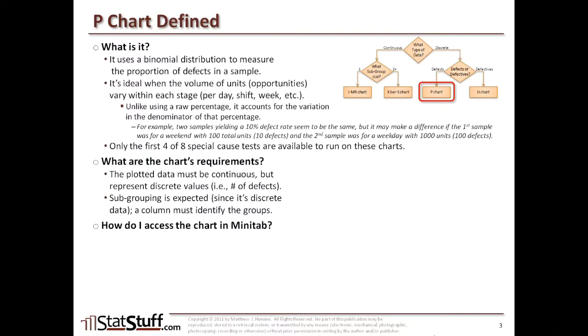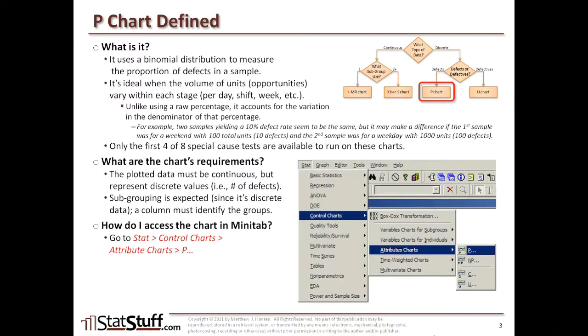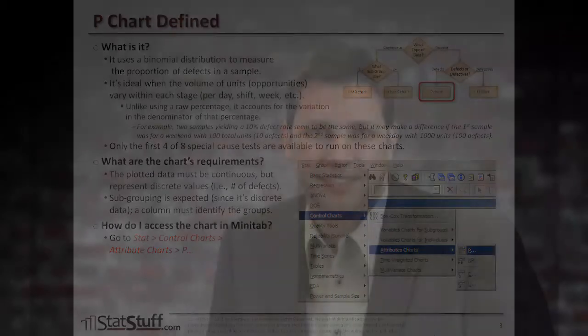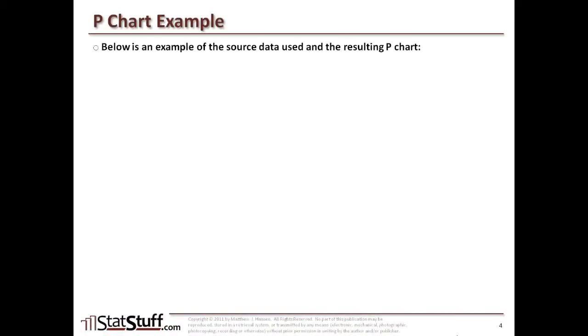So how do I access this chart from within Minitab? You go to the Stat menu, choose Control Charts, and then select Attribute Charts and select P. Now let's look at an example of a P chart. So let's look at an example of the source data that you would use for building a P-chart. And what we're going to look at is that the results look really similar to the U-chart, but the difference between running this P-chart and U-chart is going to show up within the control limits that are calculated.